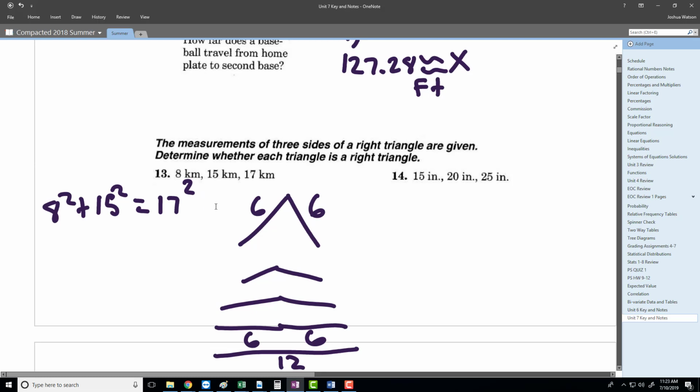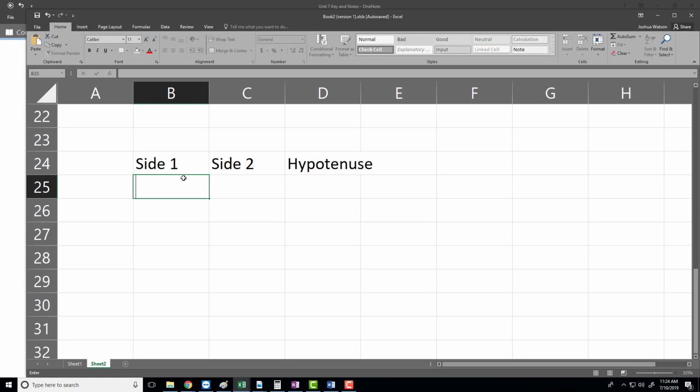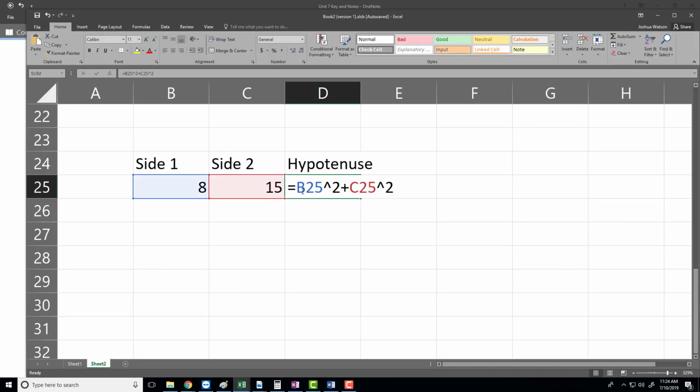And since I really just love computers and computer programming, and that's so useful to know, we're going to use Excel to prove this. So we'll do side 1, side 2, and the hypotenuse. We could call these legs, I suppose. So if my side 1 is 8, and my side 2 is 15, the hypotenuse must equal the first one squared plus the second one squared. And then we must also square root both sides to get this thing by itself. So we're going to square root that result. And the function for that is SQRT.